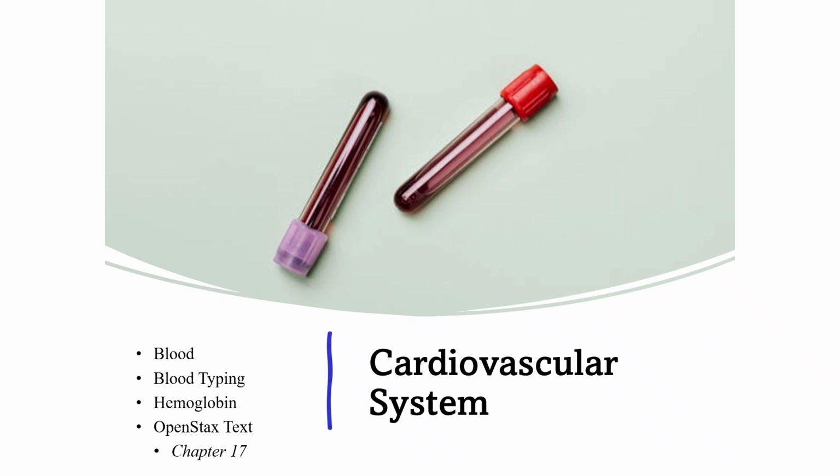In this video, we're going to start our conversation on the cardiovascular system. We are going to focus primarily on learning about blood typing and hemoglobin. This information can also be found in Chapter 17 of your OpenStax text.